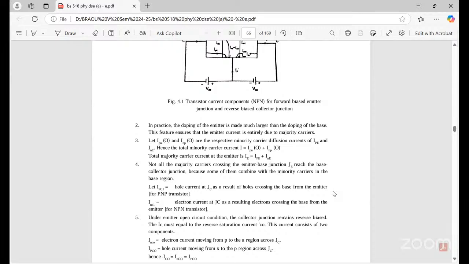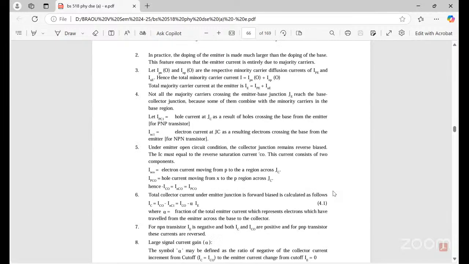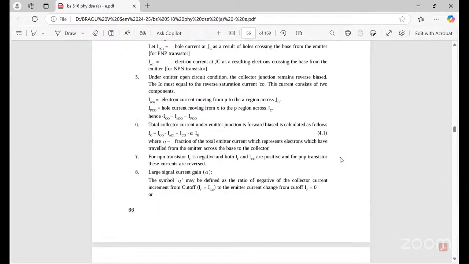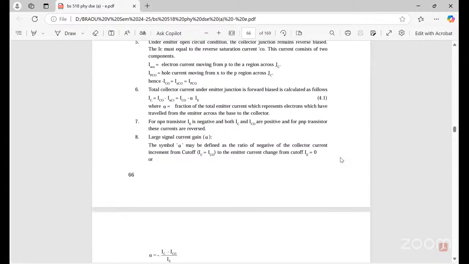Not all the majority carriers may cross the emitter base junction. Just now I already told you about JE, the emitter diode, the emitter junction, and the base collector junction. Some of them combine with the majority charge carriers, and just now we already discussed all these points. So what is the total collector current when the emitter junction is in forward bias?